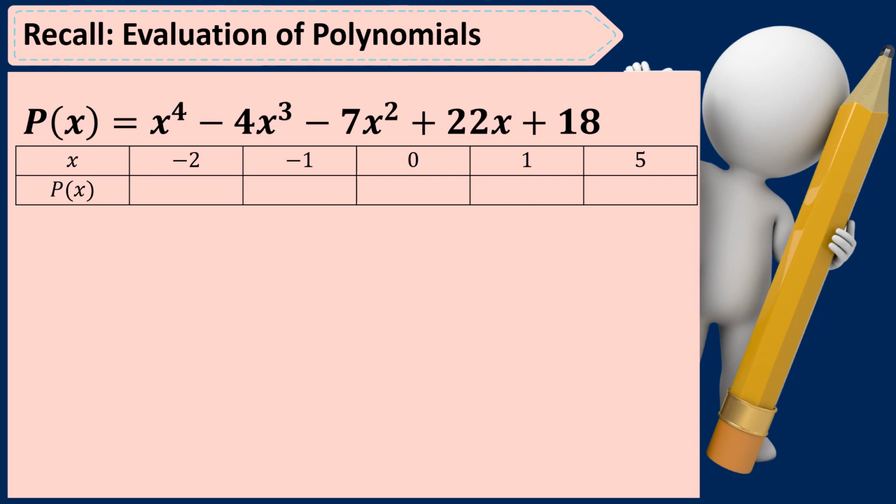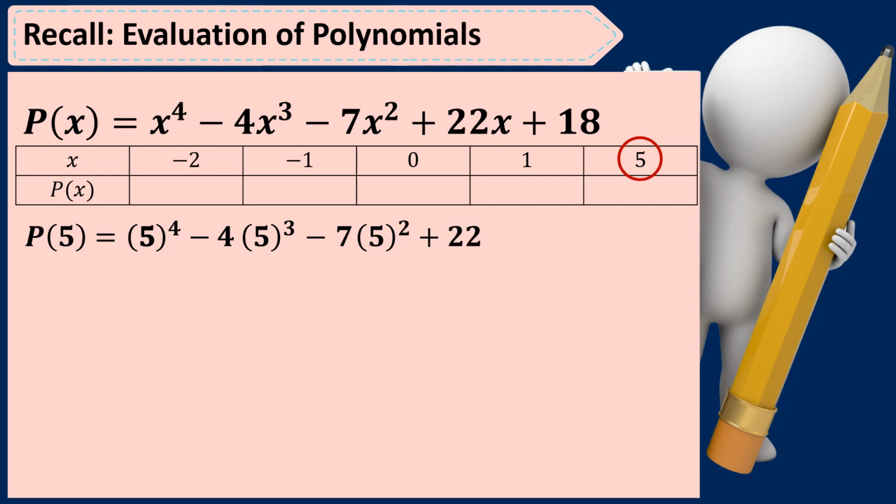We now solve for P of 5. P of 5 is equal to the fourth power of positive 5 minus 4 times the cubed of positive 5 minus 7 times the square of positive 5 plus 22 times 5 plus 18.